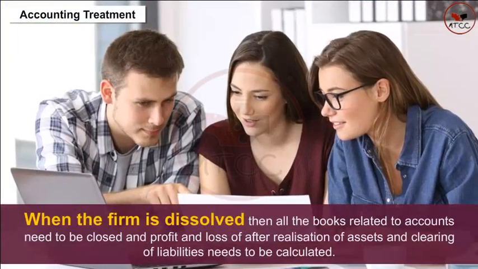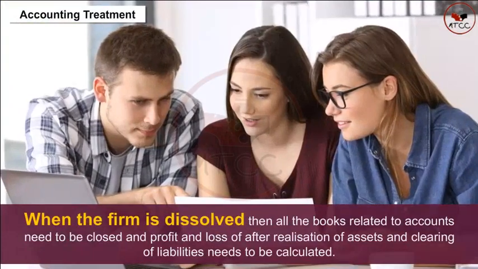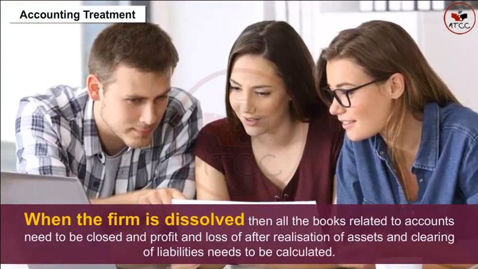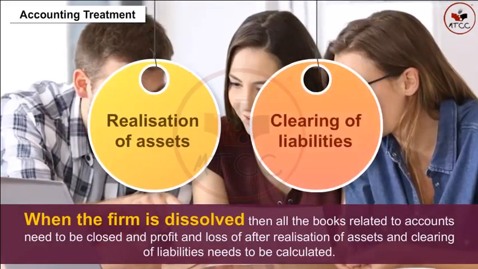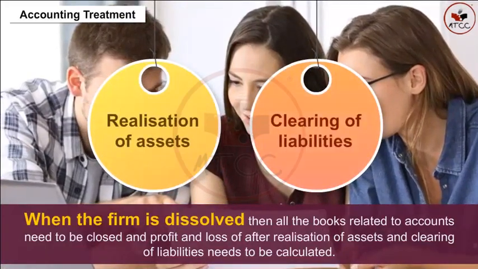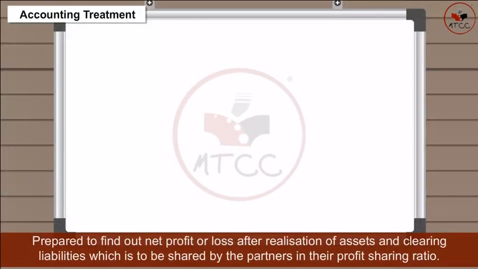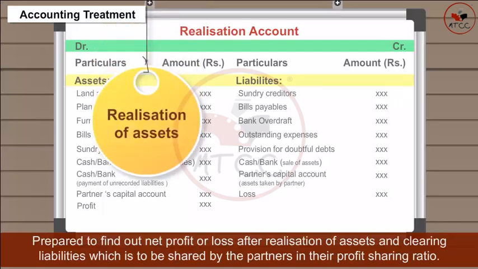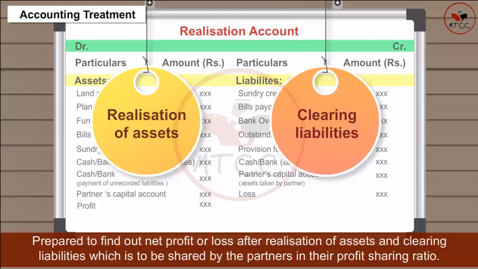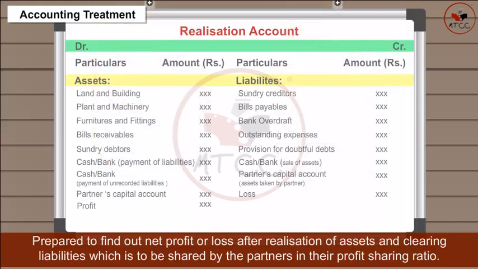Accounting treatment. When the firm is dissolved, all the books related to accounts need to be closed, and profit and loss after realization of assets and clearing of liabilities needs to be calculated. We have learned earlier also that a realization account is to be prepared to find out net profit or loss after realization of assets and clearing liabilities, which is to be shared by the partners in their profit-sharing ratio.